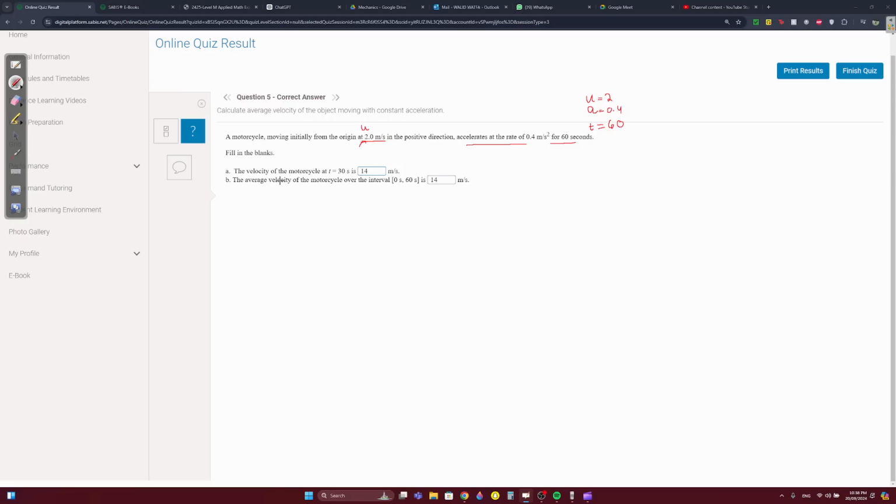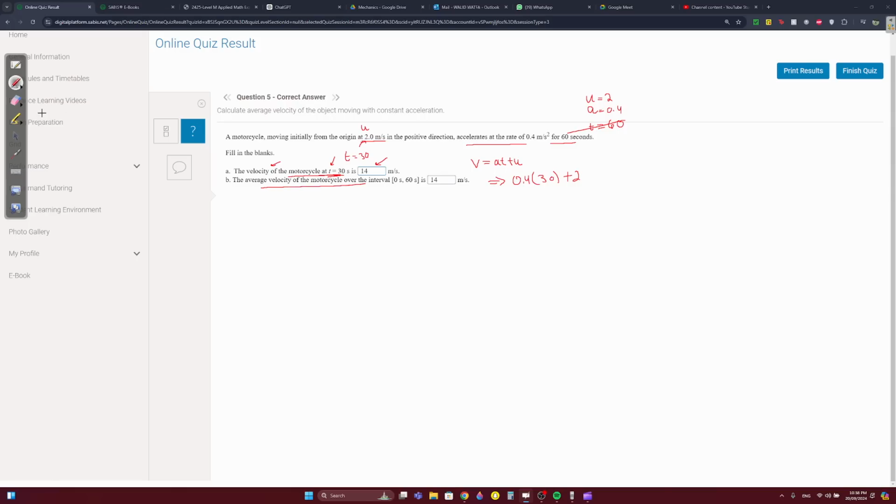Okay, the velocity of the motorcycle at t equals 30. So he switched up. The region likes doing this a lot. So now t equals 30, so we're gonna scratch this off. They want the velocity. Velocity equals, the easiest one if you have acceleration and time, at plus u. In this case, it's gonna be 0.4 times... Please don't make the same mistake I did when solving the quiz. I used 60, but suddenly they want t equals 30. So 0.4 times 30 plus the initial velocity u, which is 2, and you get 14.